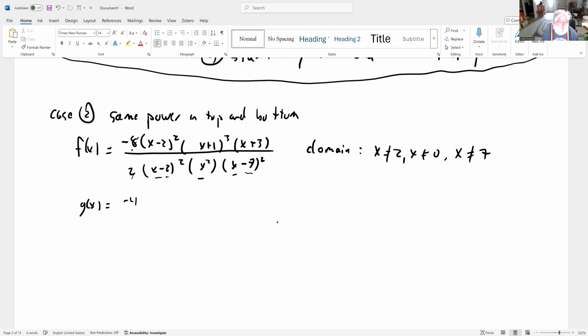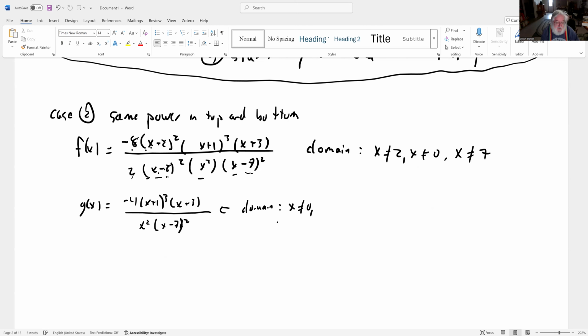That would give me -4. These get canceled out, and I'm left with an (x+1)^3 times (x+3) over x squared times (x-7) squared. What's the difference between this one and that one? Notice that the domain here is x is not equal to 0, x is not equal to 7. They're not exactly the same thing because for this function, you're not allowed to use 2 in it. But it canceled out. So what does that mean when we come to the graph? We'll see what happens there.